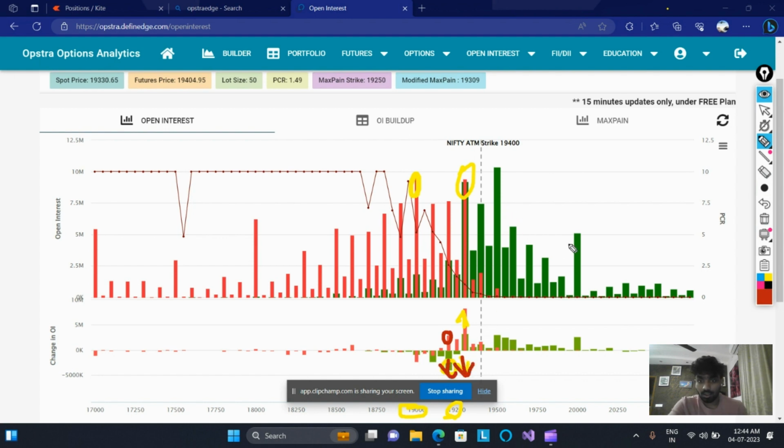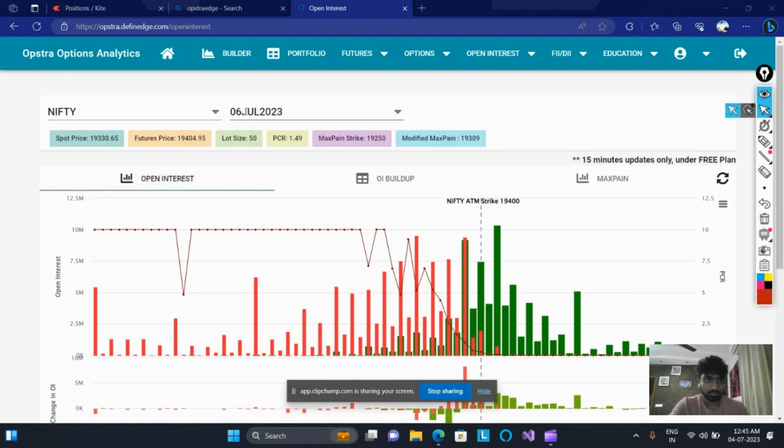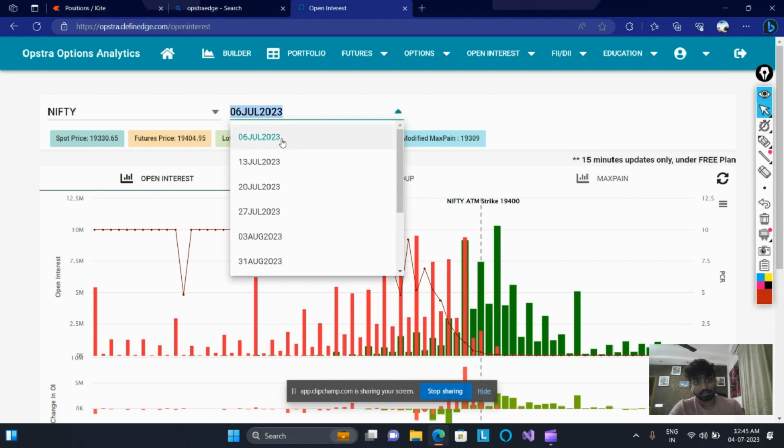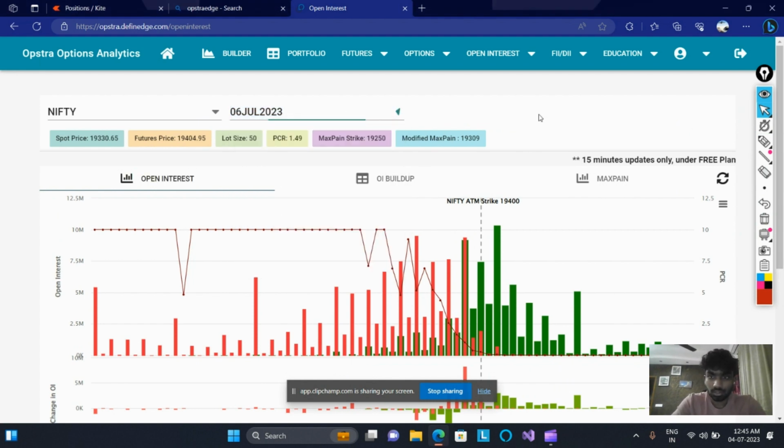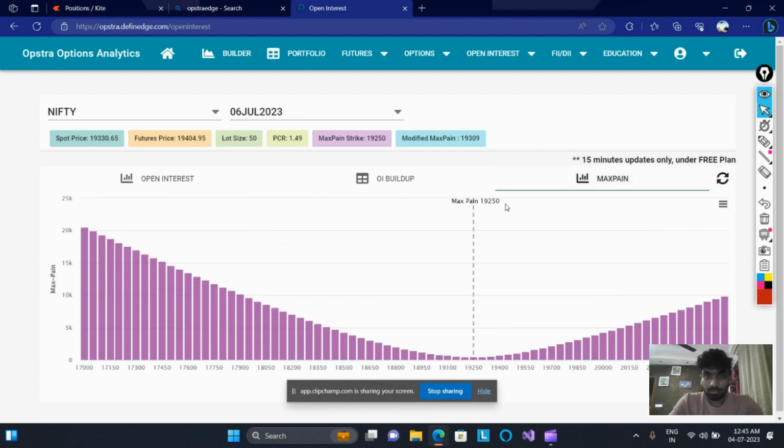And then we have a huge open interest at 19,500, and also we have a small increase in OI, like people have increased over here. This is for the date of 6th July. So the expiry is on coming Thursday, 6th July. And also we can see that the max pain they have mentioned is 19,250.